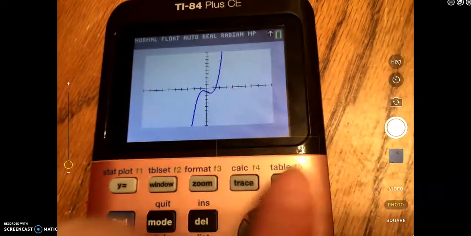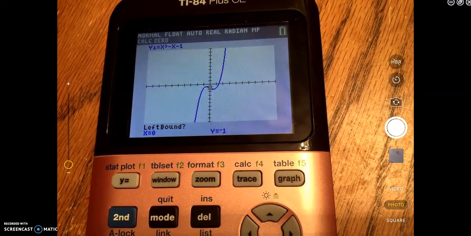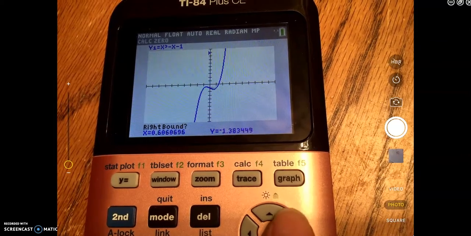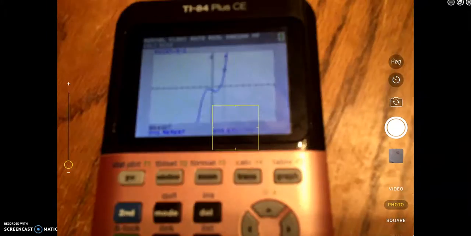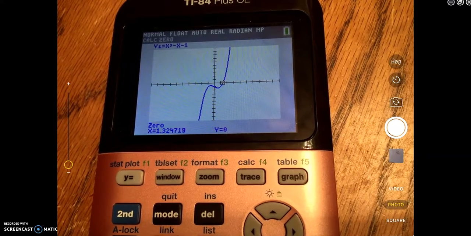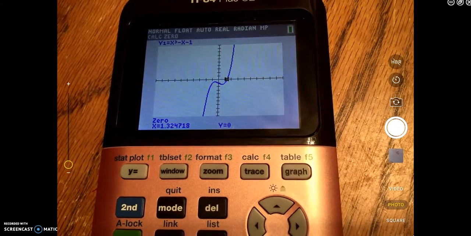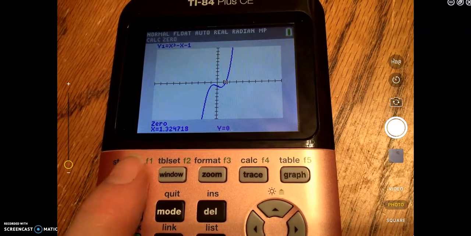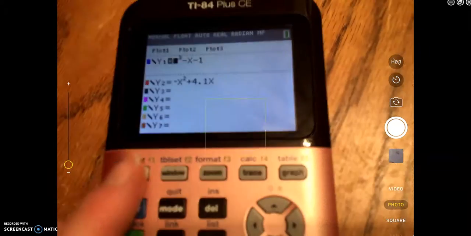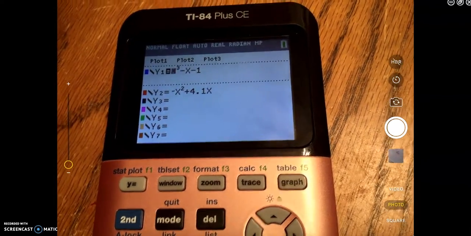So we do second calc, go down to zero, push enter. Our left bound, yep, that is sure enough to the left, and then we just go over here. And there you go. Our zero is 1.324. That means the x value that solves this equation, x cubed minus x minus 1 equals 0, is 1.324.